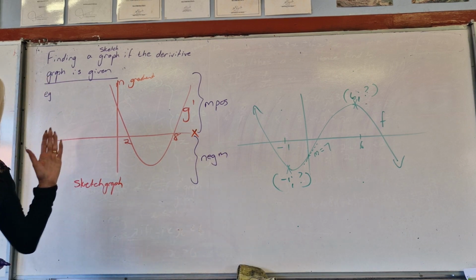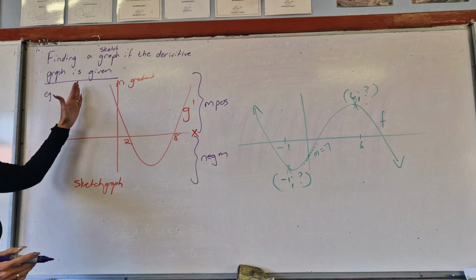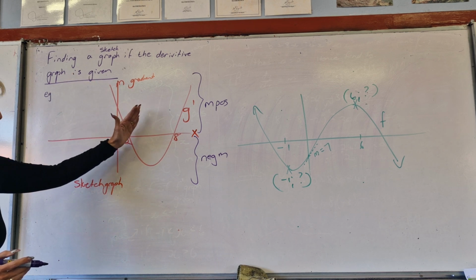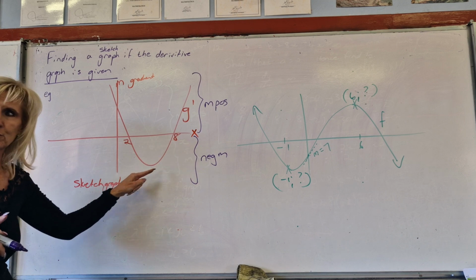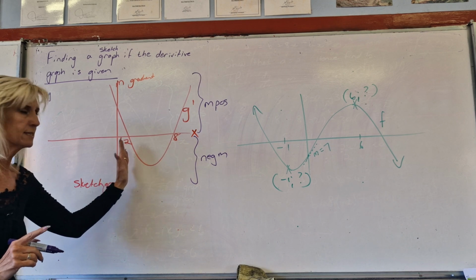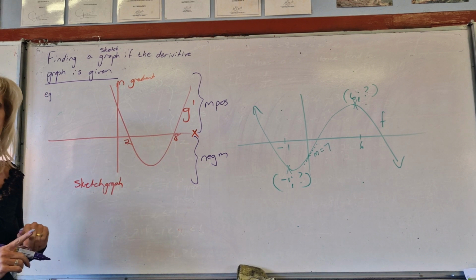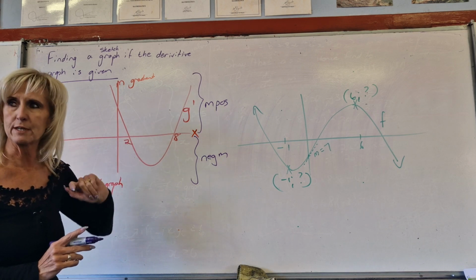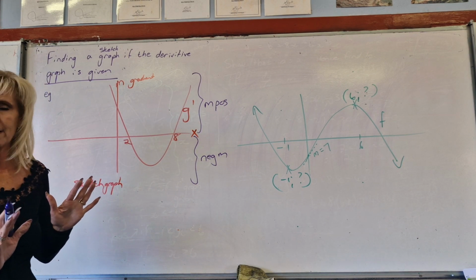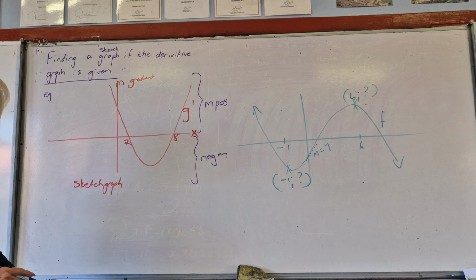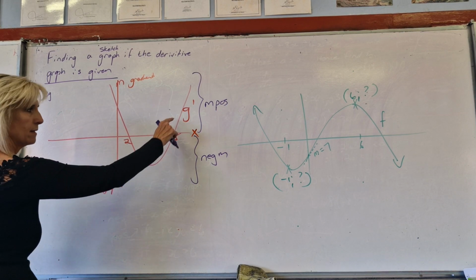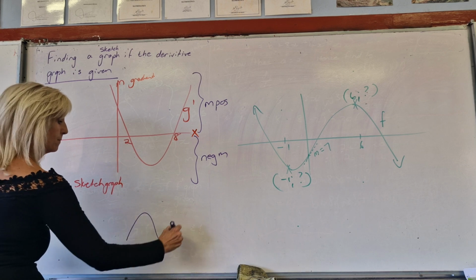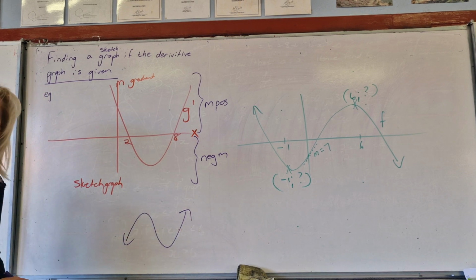Okay, so reading from the left. First the gradient is positive. Then the gradient is negative. Don't think negative, positive. This gradient is negative between 2 and 8, and after 8 it's positive again. Okay, so what must the graph look like? First positive, then negative, then positive. So that's what your graph's going to look like.